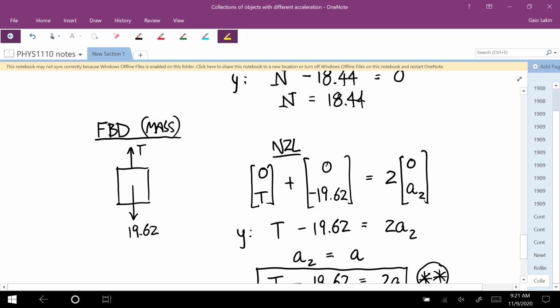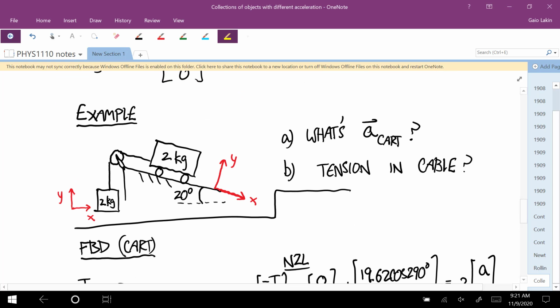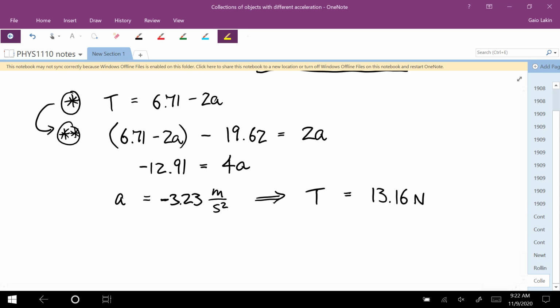And again, you might think in this problem that the tension in that cable is going to be the weight of this mass or something. It doesn't work like that. It's more complicated than that. So the tension in that cable, the strength of that cable you would need for it not to break, say, as these are moving, is 13.16 newtons.